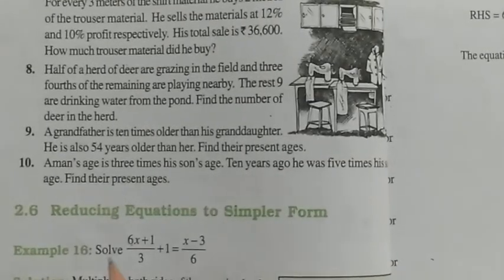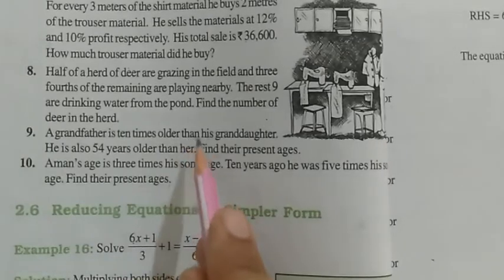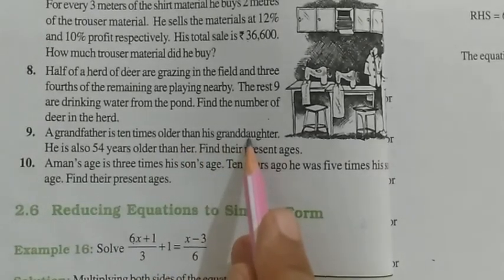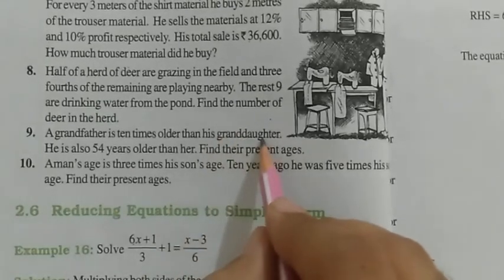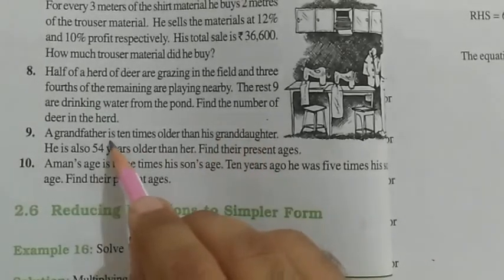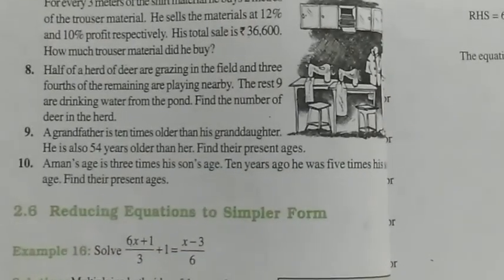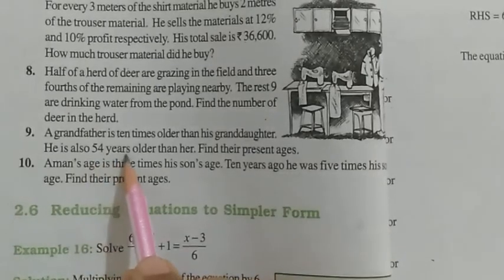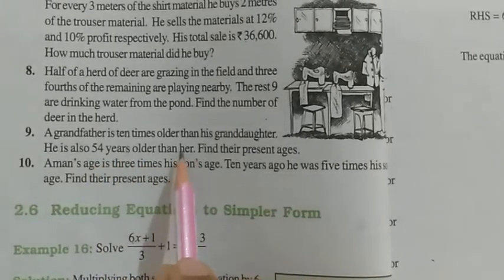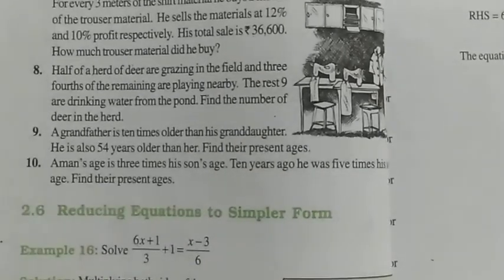Example number 9. A grandfather is 10 times older than his granddaughter. So in this, first of all, we have to guess the age of the granddaughter is x and the age of the grandfather is 10x. And it is also given that he is 54 years older than her. So find their present ages.